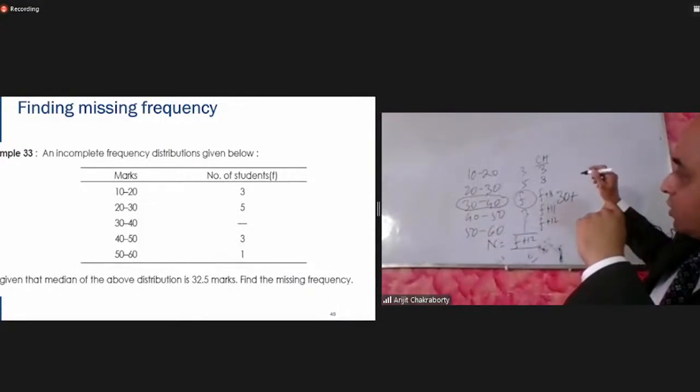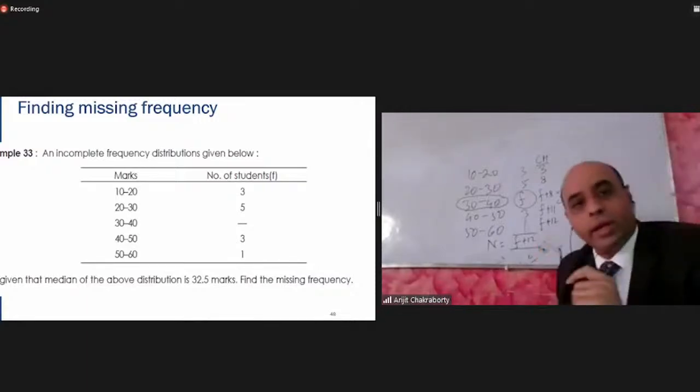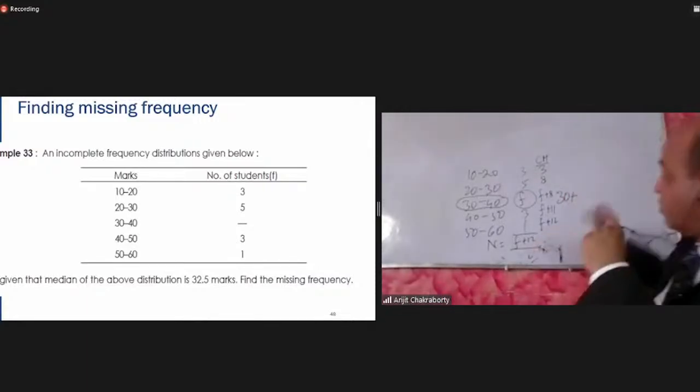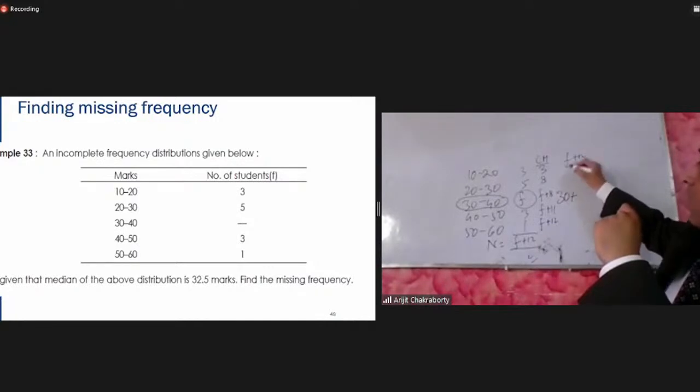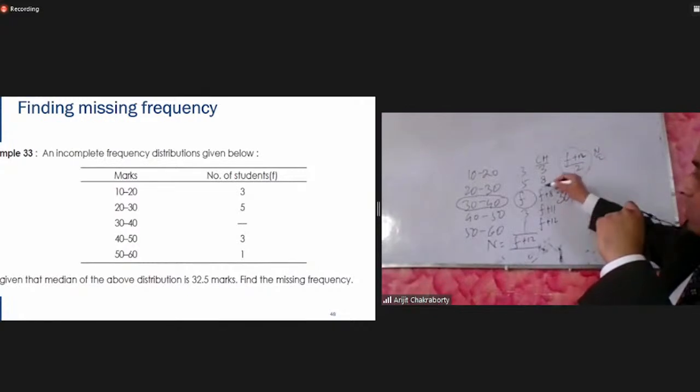Now we have f plus 12 as the total value of n. So the position will be how much? It will be (f plus 12) by 2, because the formula is n by 2. So that means (f plus 12) by 2 is the position, and this will be somewhere here.